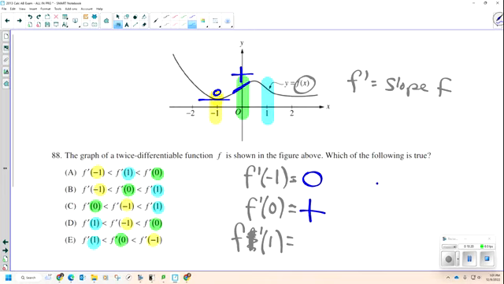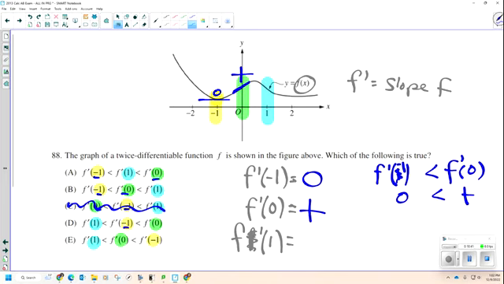So right now, f prime of 0, which is a positive number, is bigger than 0. So I can start canceling out some things. My f prime of 0 needs to be to the right of f prime of -1. -1 is to the left of here. -1 is to the right here, so it can't be this one. Okay, 0 has to be bigger.